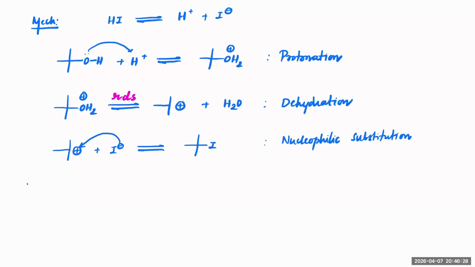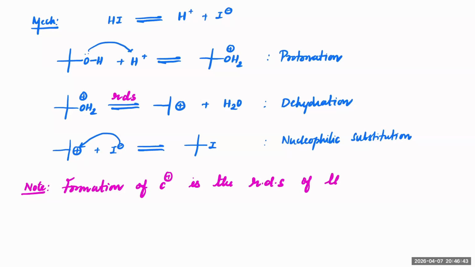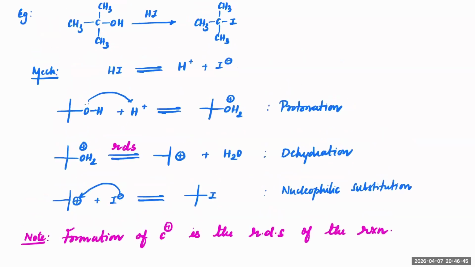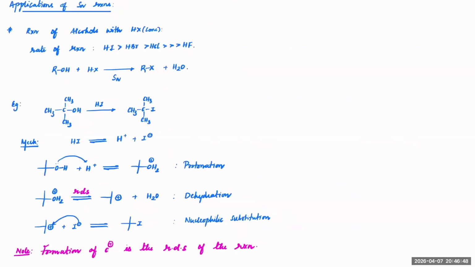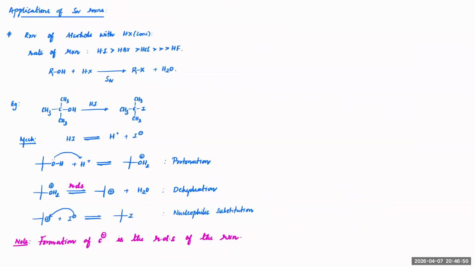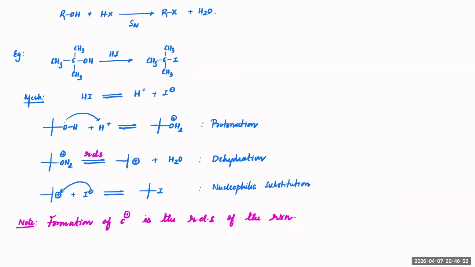So remember, important note: formation of carbocation is the rate determining step of the reaction. Clear on this part? This is the first important application, everybody: how halogenation happens on alcohol. Got it?